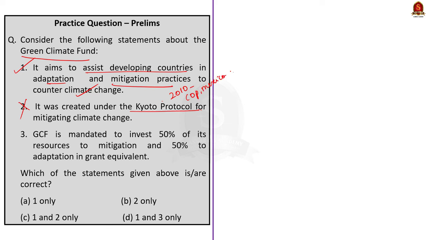Now look at the third statement. GCF is mandated to invest 50% of its resources to mitigation and 50% to adaptation. Yes, this statement is correct. So two statements are correct and one statement is incorrect. The correct answer is option D.